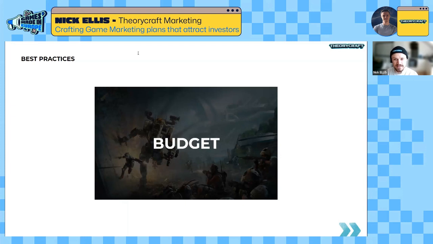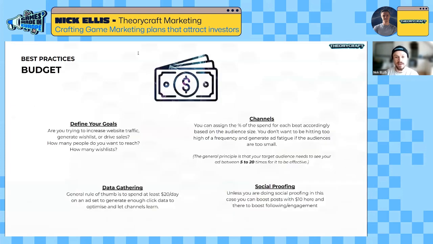The golden question normally is how much should I spend? We need to think about it. There's not an exact science to it, but there are ways of recommending this and choosing how much to spend. So you want to define your goals. What do you want to achieve? How many wish lists? How much traffic? How many people do you want to reach? There are ways of measuring this and costing this up. Also data gathering, as I said before, you want to spend at least 20 euros or $20 a day on an ad set to generate data, to generate learnings.